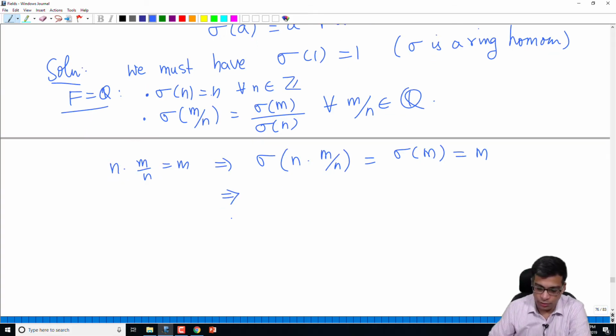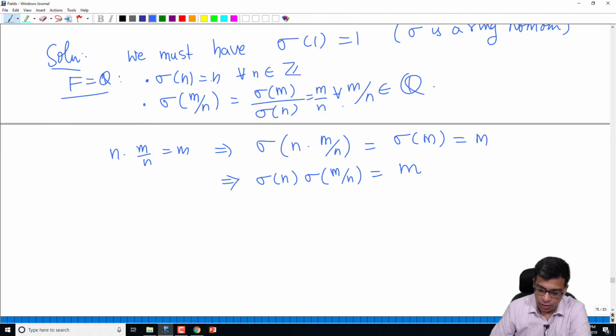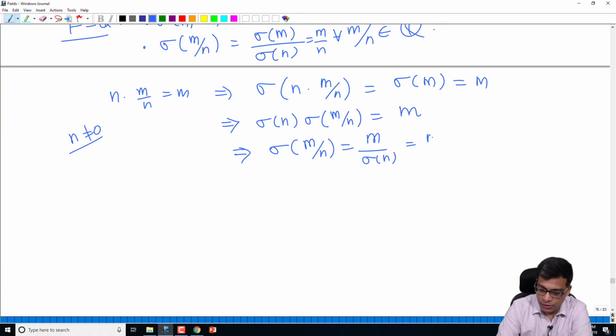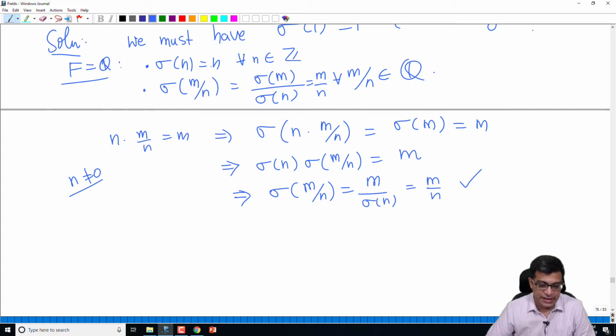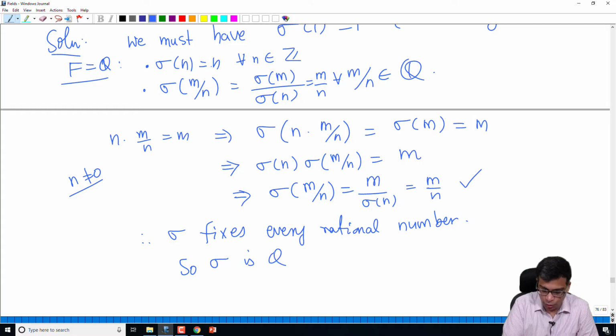But this means, since sigma is a field homomorphism, sigma of n times sigma of m by n is equal to m. Okay, actually what I should really write is m by n. So sigma of m is m, sigma of n is n. So sigma of n times sigma of m by n is m. Sigma of m by n is equal to m by sigma of n, which is m by n, so I'm assuming of course n is non-zero here. Okay, so sigma fixes every rational number. So sigma is a Q homomorphism.